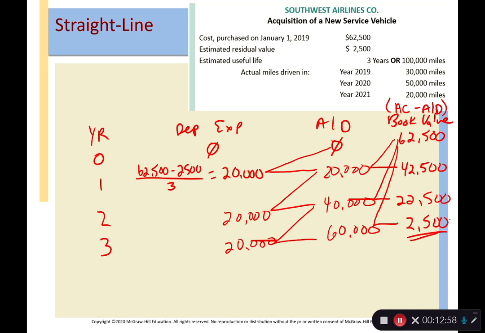In the last year of the asset's useful life, book value always equals residual value. I'm going to say it again because it's really important. In the last year of the asset's useful life, book value always equals residual value. What that means is if I ask you for the book value of the asset at the end of year 3, no matter the depreciation method used, you don't need to do any work. It's always going to be $2,500, the residual value.